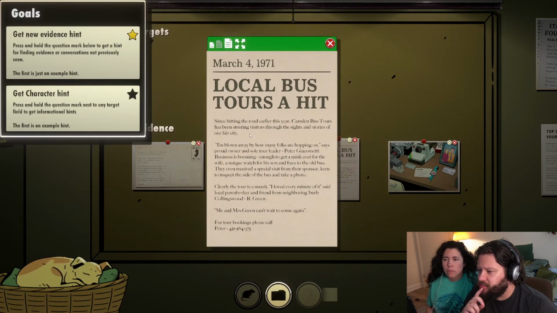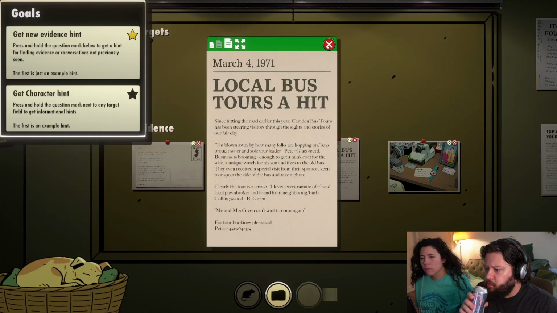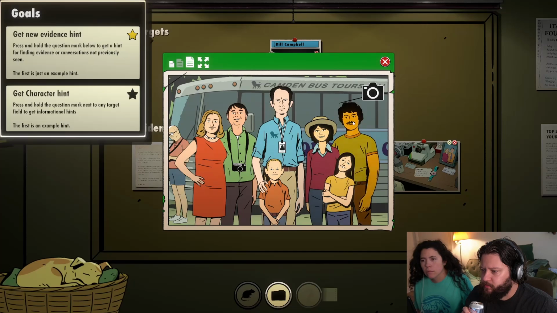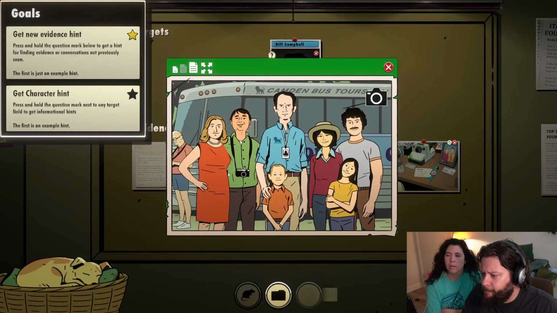Local tourist hit by bus. Camden Tours has been steering visitors through the sites. I'm blown away by how many folks are hopping on. Local tours a hit, I see. Business is booming enough for Minko for a unique watch to fix this old bus. See a special visit from the sponsor, keen to inspect the side of the bus and take a photo.